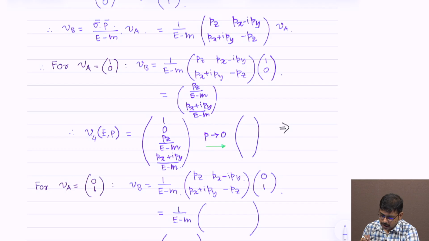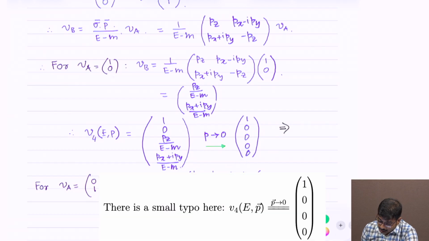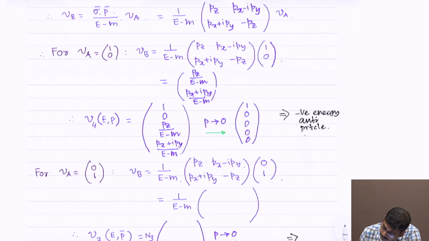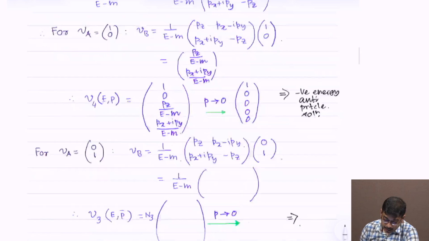Let us take the p tending to 0 limit. What kind of eigenstate are we getting? This is 1 0 0 0. Now, can you tell me what exactly will be the eigenvalue of this kind of antiparticle spinor? You remember that for 1 0 0 0 we already derived that this is going to give the negative energy solution, or rather the negative energy antiparticle solution. Excellent.